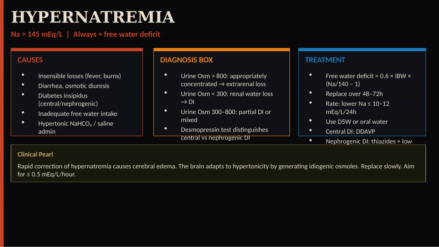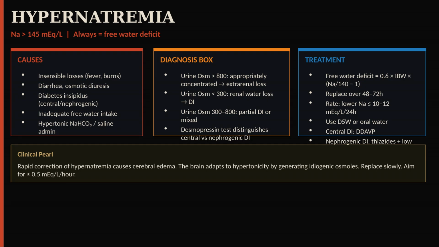I'll flip the coin. Sodium above 145, hypernatremia. And here's the single sentence that unlocks all of it. Hypernatremia is always a free water deficit. Always. Either the patient is losing water they can't replace, or they can't physically get to water.